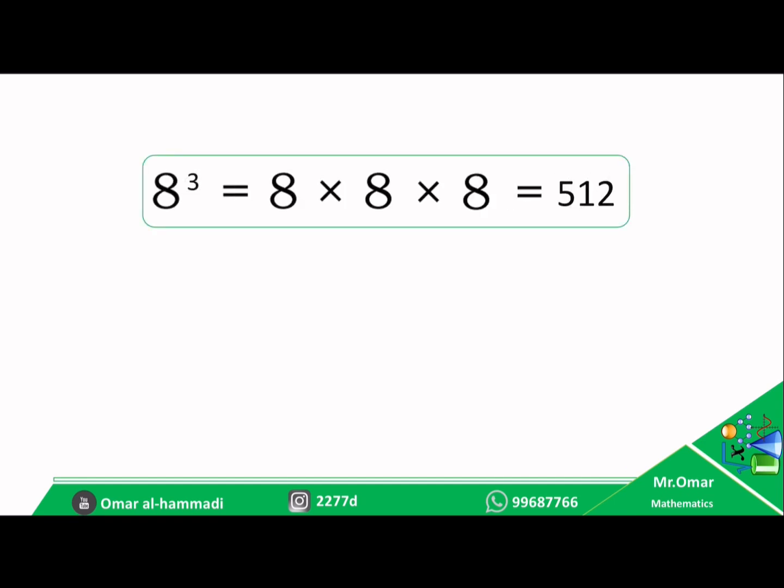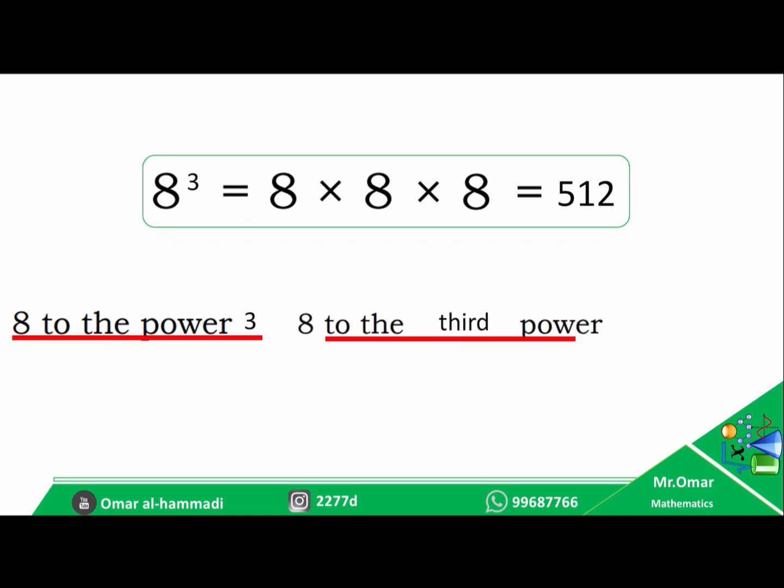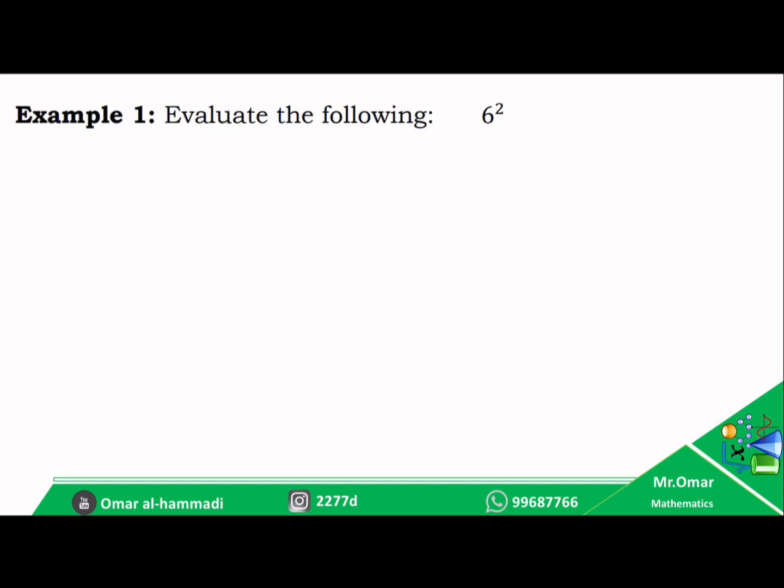If we have 8 to the power 3, this means 8 multiplied by 8 by 8, 3 times. What will this be equal to? It will be equal to 512. And we read it like this: 8 to the power 3 or 8 to the third power or 8 cubed. That's it.